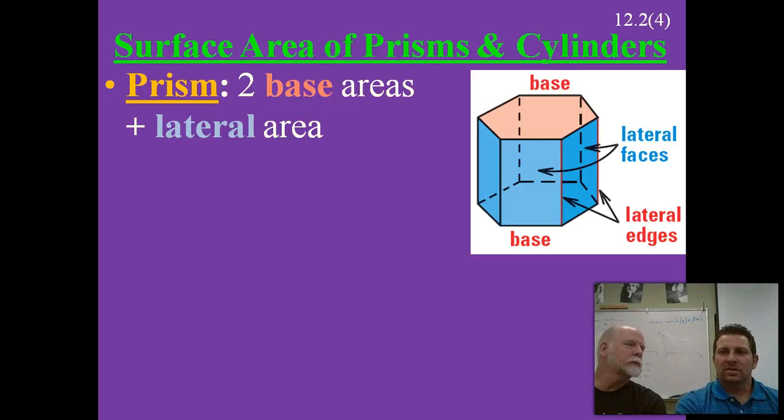We are on section 12.2, chapter 12 still. Again, we just want you to get some broad concepts here: the fact that we're finding surface area, which is the areas of all the different faces around these shapes.